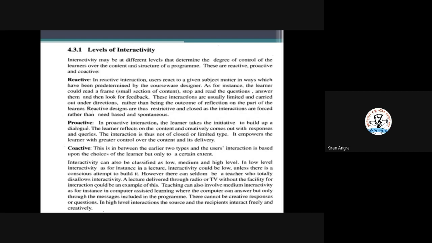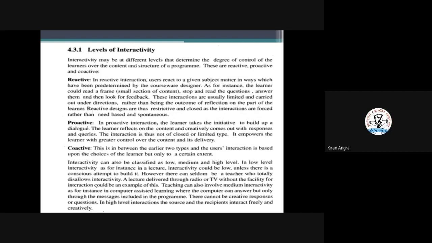So it is being thought that there are three types of levels. One is reactive, proactive, and coactive. What do you mean by reactive? Reactive interaction usually reacts to a subject matter in a way.